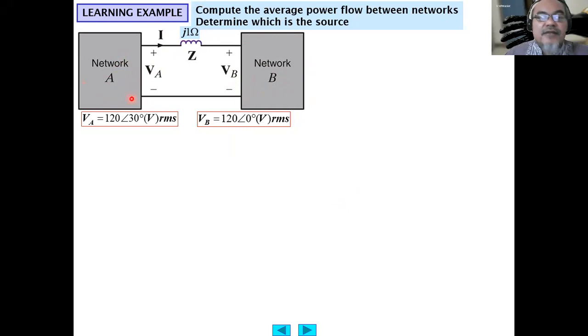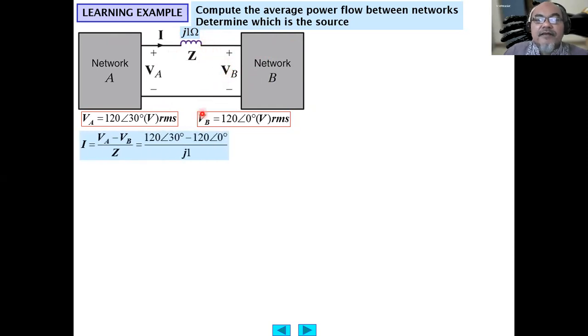Here in network A, the voltage at A equals 120 volt RMS with phase angle 30 degrees. Voltage at B is 120 volt RMS with phase angle of 0 degrees. Then a current flows through the transmission line between the two networks, and the impedance of the transmission line here is j1 ohm. So the current equals VA minus VB divided by Z: 120 with phase angle 30 degrees minus 120 with phase angle 0 degrees, divided by j1 ohm.